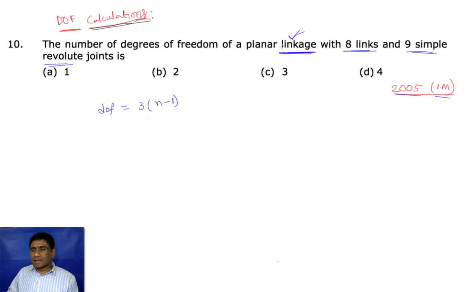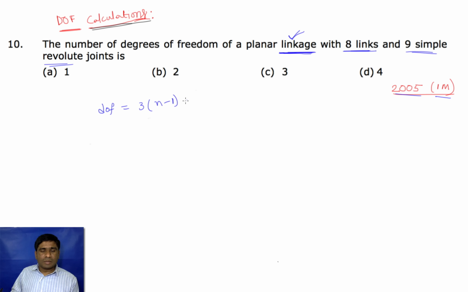And what is the meaning of the mechanism? Mechanism means if you give an input motion to one of the links, then we will get a definite output linkage motion. Definite means that the output linkage motion can be predicted or calculated for the given mechanism, for the given linkage. So if that is the case, then that linkage is called as a mechanism.